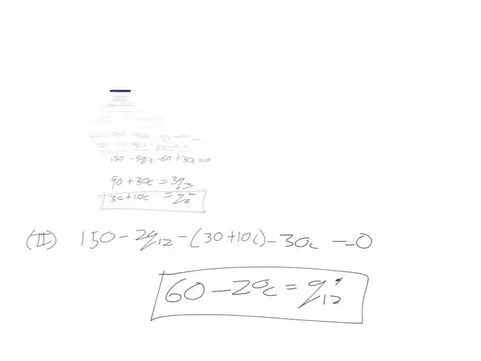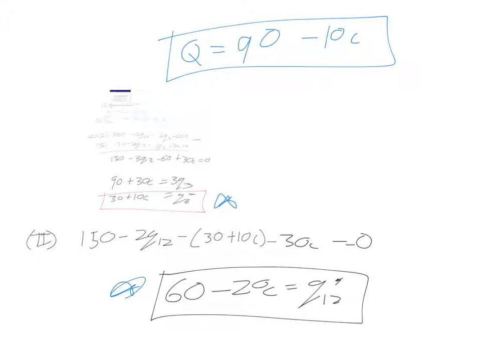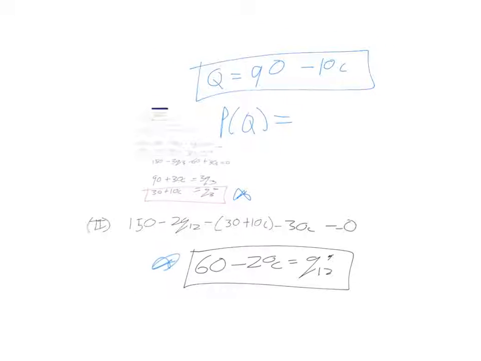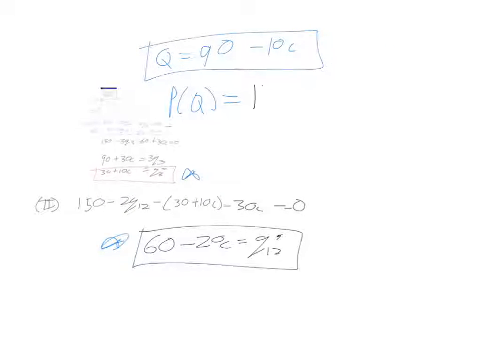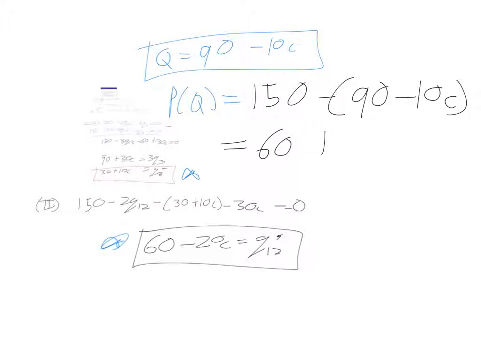And then of course, big Q has to be equal to the sum of both. So you add this and this together. What do you get? You get 90 minus 10C is going to be big Q. And then if you want the price, that's going to be 150 minus 90 minus 10C, which then ends up as 60 plus 10C. So that's the price.